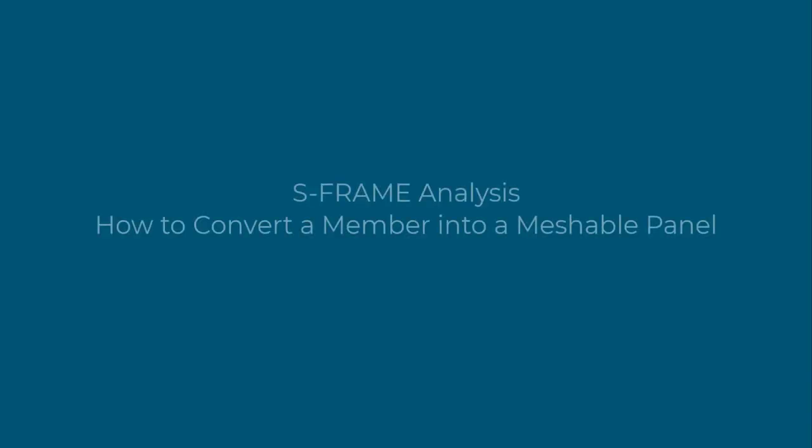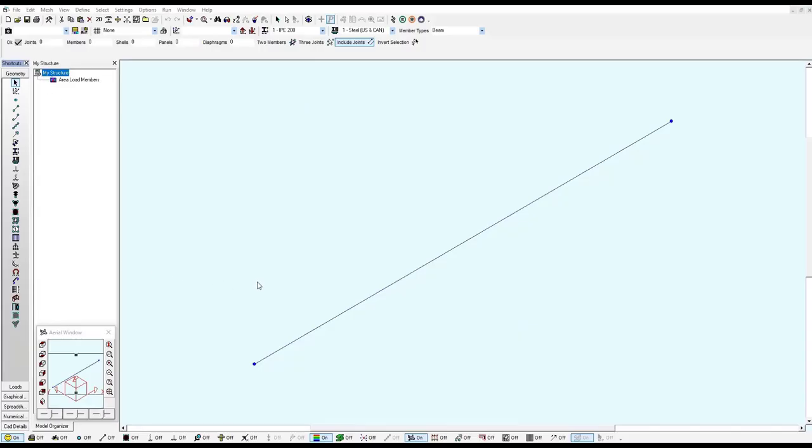Hello everyone. Today I'm going to show you how to convert a member into a meshable panel prior to meshing, and then we will mesh it. As you can see, I have a 4 meter length member, a beam member type.